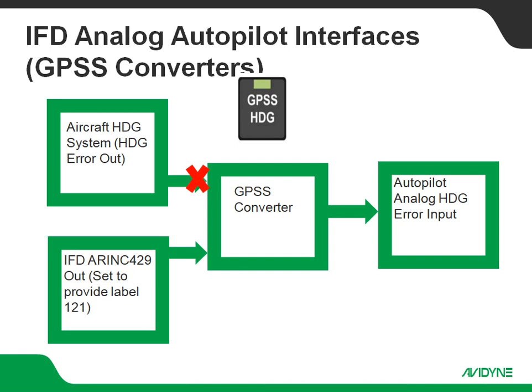Here's where it becomes a little bit different. When you push the button to put it into GPSS mode, it basically shuts off this heading error input, and takes this ARINC 429 roll steering label and converts it to an analog heading error out to the autopilot. So you still have your autopilot in heading mode, you just have engaged GPSS, which controls what this GPSS converter is putting out, whether it's passing through the heading information or the ARINC 429 GPS data from the IFD. And that's pretty much GPSS converters in a nutshell. They all kind of work that way.